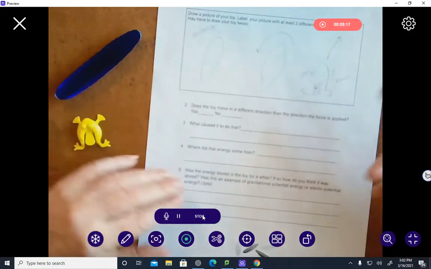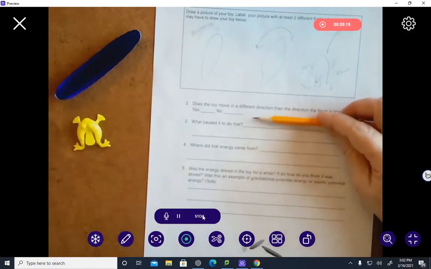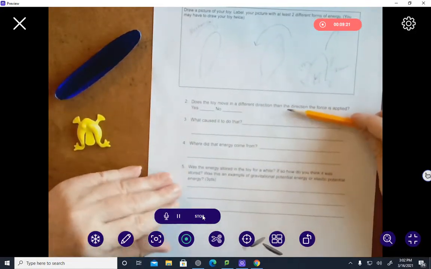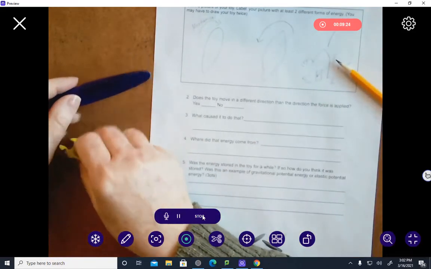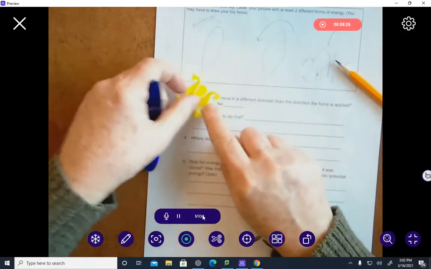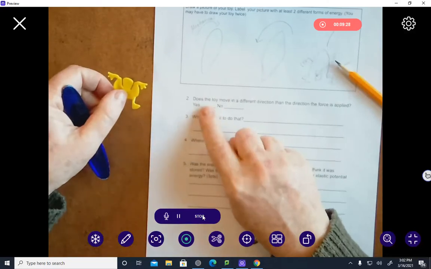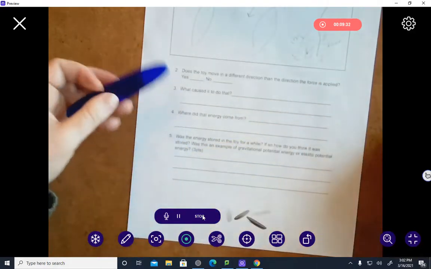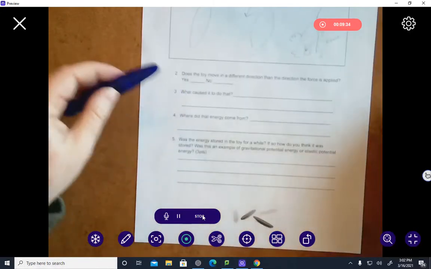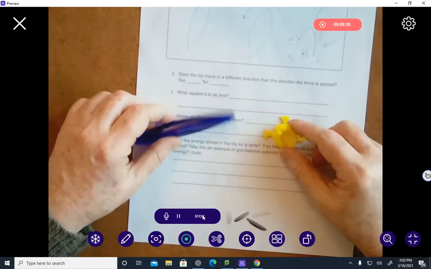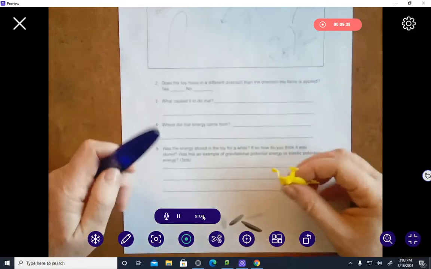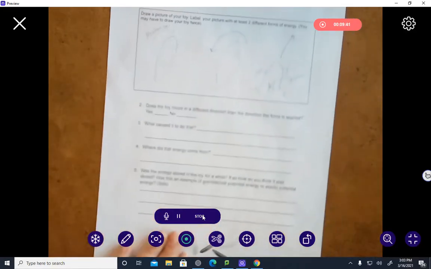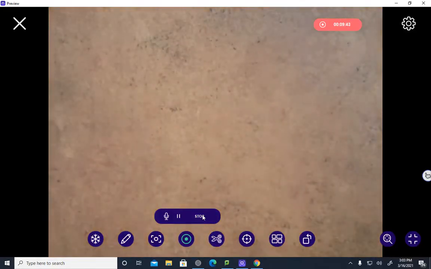So then you just want to answer these questions. Does it move in a different direction than the force is applied? In both cases of these toys, it would be yes. Okay, what do you think caused it to do that? Was energy, do you think, stored? That's going to be a yes or no. And so you could just finish those write-up questions. And so that's 2. Mind you, it's taken us 3 or 4 days.